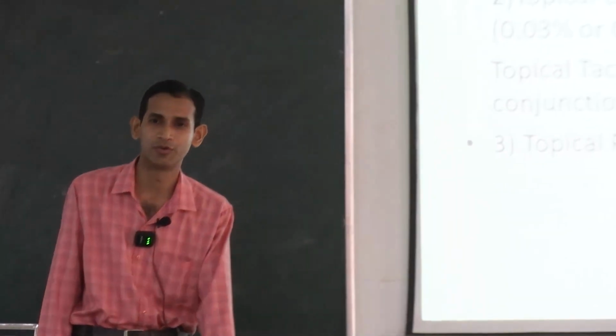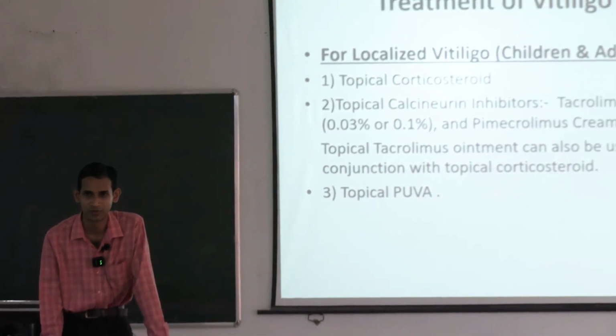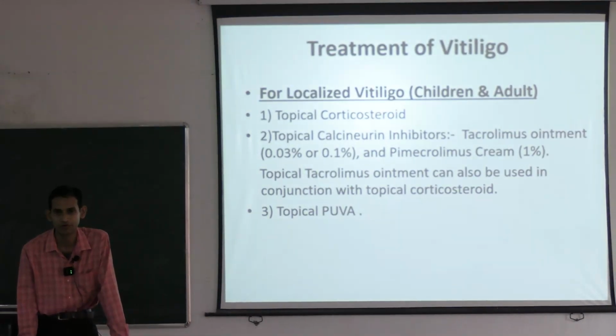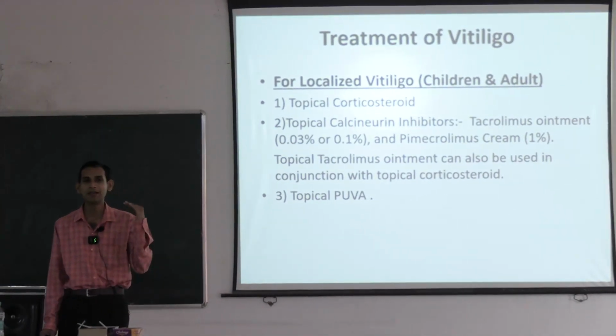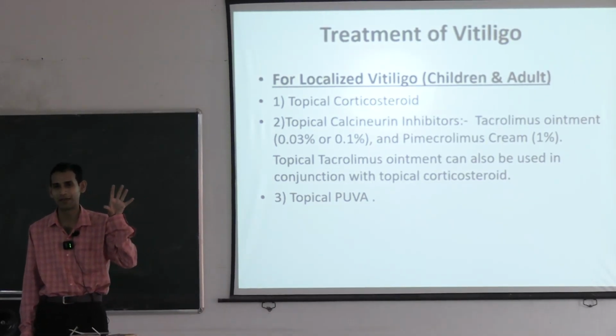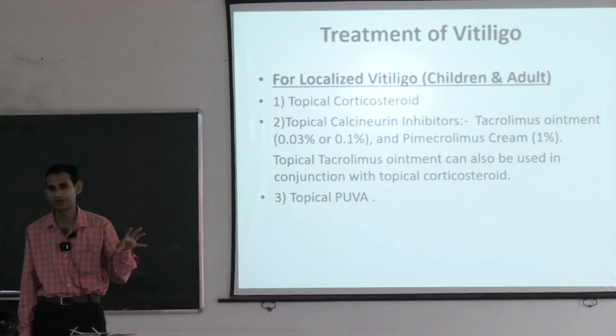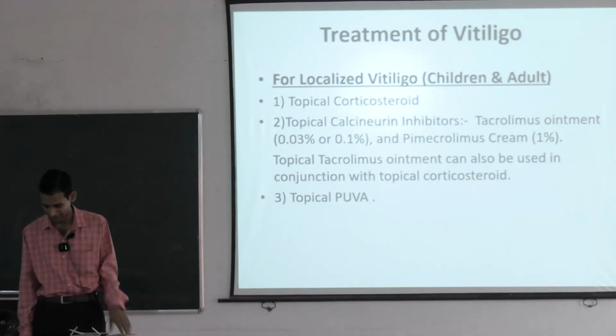Now the treatment of vitiligo. What is the goal of treatment of vitiligo? The main goal of the treatment of vitiligo is to arrest the progression of the disease, and repigmentation over the depigmented skin. That means that first of all, you have to arrest the progression of the disease and repigmentation of the depigmented skin. Number 1.